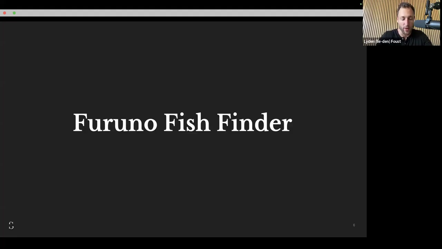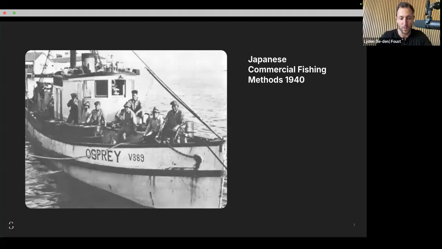Okay. There is a technology, before I get into the problem, that I think is very analogous to the mobility grid, and it's called the Furuno Fish Finder. So we'll take us back to Japanese commercial fishing in the 1940s.